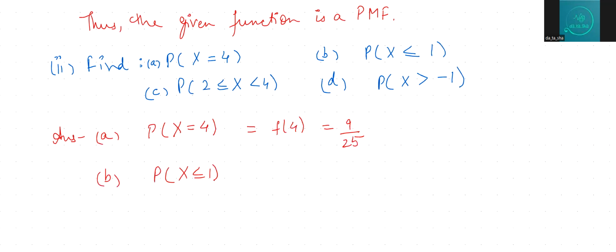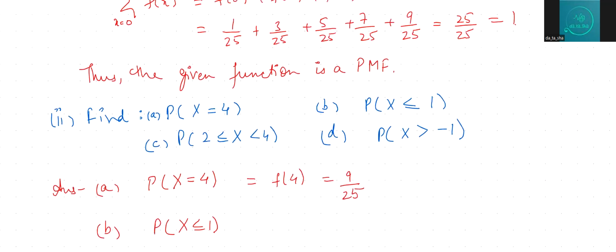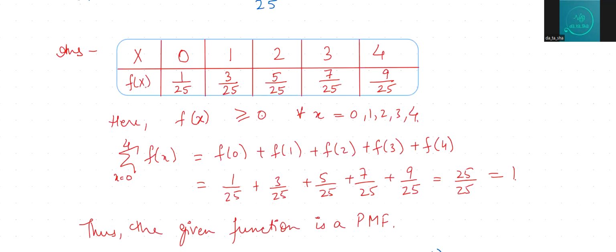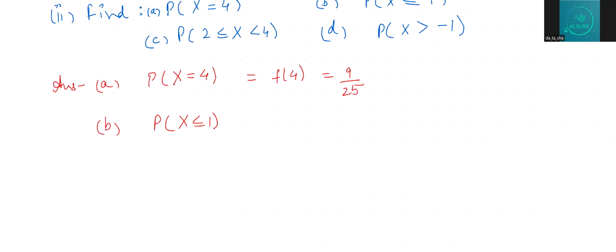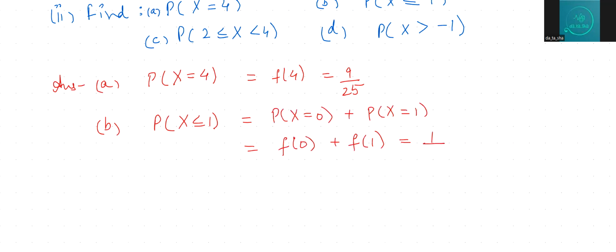Less than or equal to 1 means all the values of the random variable which are less than or equal to 1. So here you will see that the capital X has only two values, 0 and 1 in this case. So this would be equal to P(X = 0) plus P(X = 1), which is nothing but f(0) plus f(1). So this is from the table 1 upon 25 plus 3 upon 25. That's 4 upon 25.